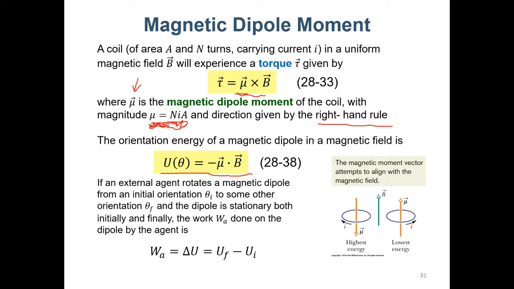So actually there is some potential energy, and if you need to change from this state to that state, you need to have some work done, no matter whether it is positive work or negative work. You need some work to make it go from this state to another. And it depends on the angle between the dipole moment and the magnetic field.